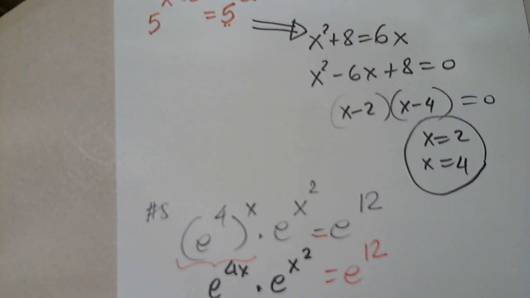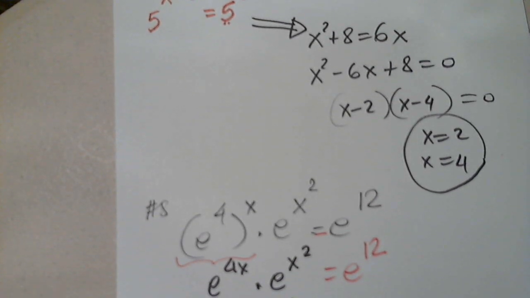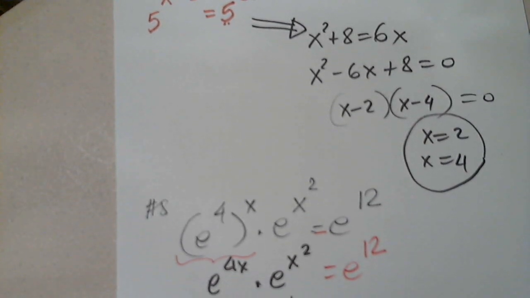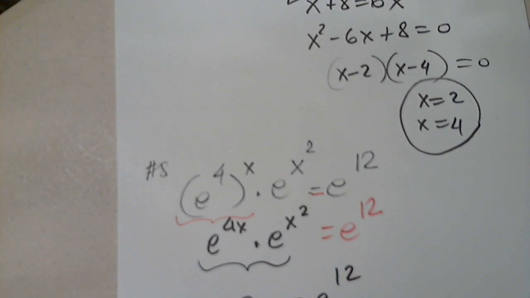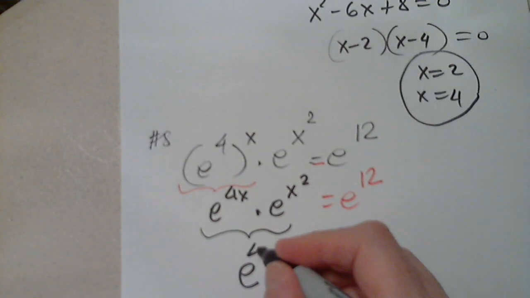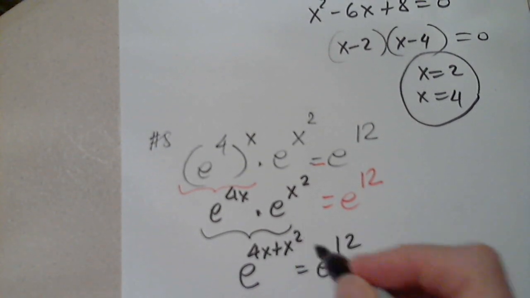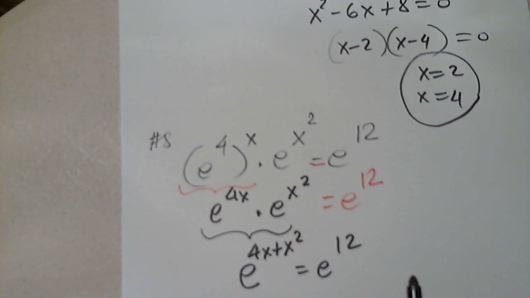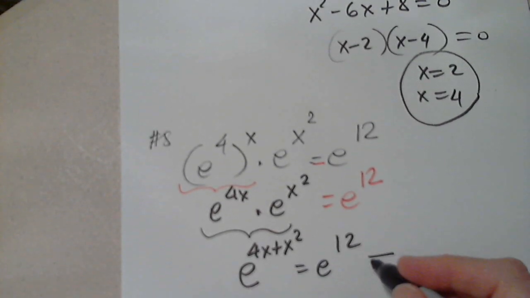Now how do I simplify this? I multiply two exponential notations with the same base. I copy the base. I can never touch the base. I copy the base. What happens with the exponents? It turns into an equation because you can add them together. Yes. So we have 4x plus x squared. Excellent. Luckily, both sides have the same base. For these two to be equal, what has to happen?